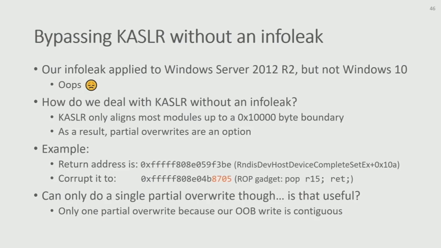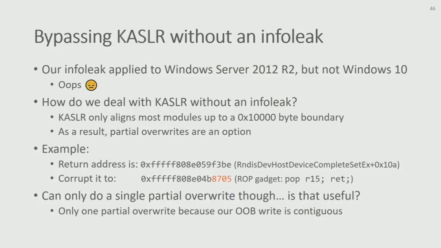Except we're not. As it turns out, the info leak is awesome, but it only worked on older versions of Windows, at the time that was Windows Server 2012 R2. So we were actually targeting Windows 10, so oops. Let's find something else. And actually, that other method that we're going to talk about does not include a new vulnerability. It's just a way of dealing with KASLR without finding a new bug.